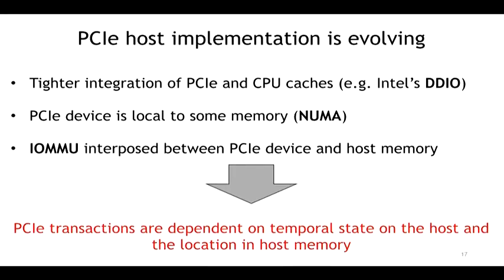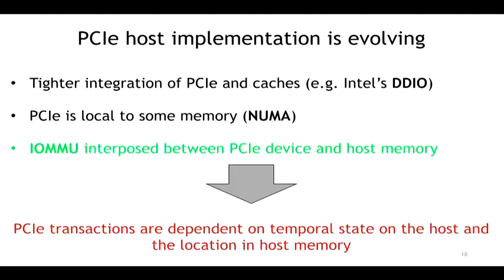But what all that means is that the PCI transactions are dependent on both temporal state of the host, the content of caches, but also the location of host memory where you DMA to and from. So I'm going to look at the IOMMU impact a little bit in more detail.